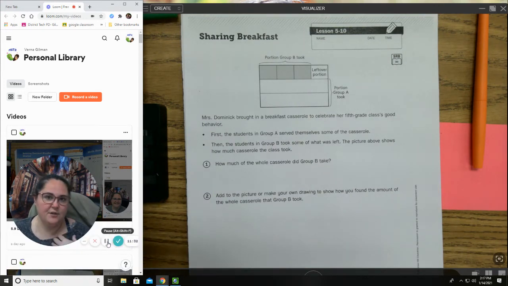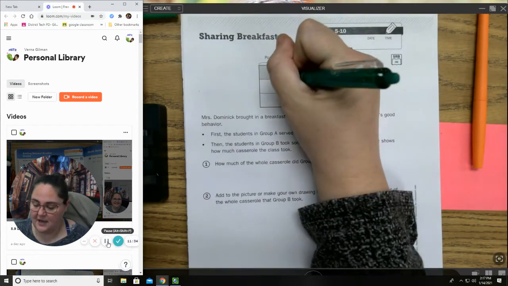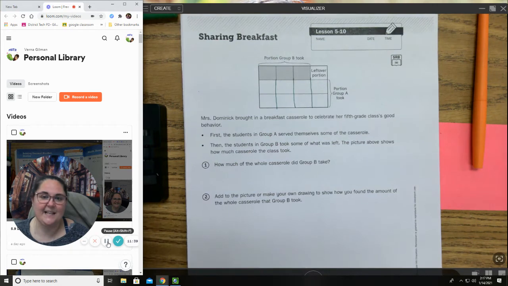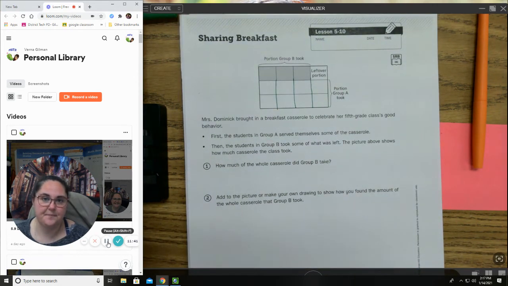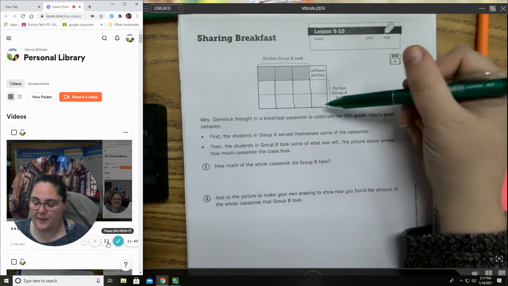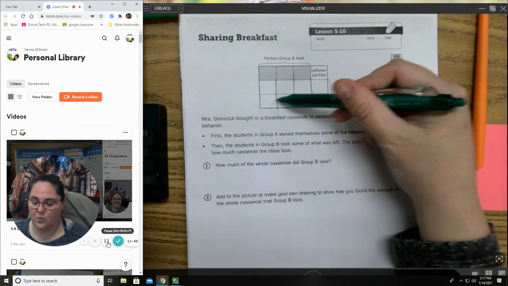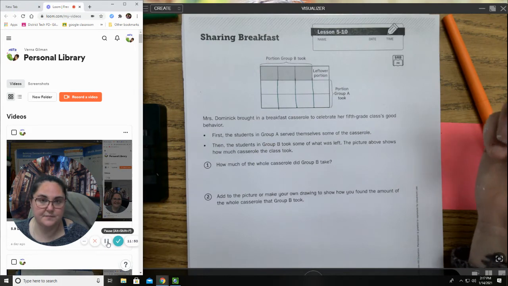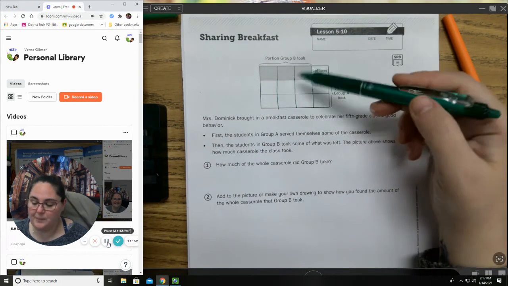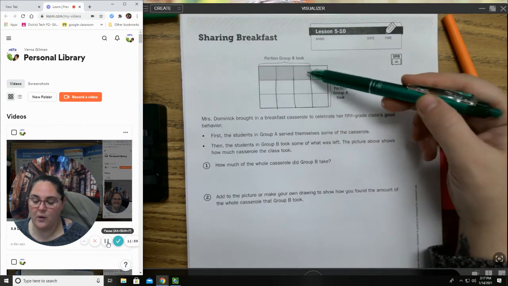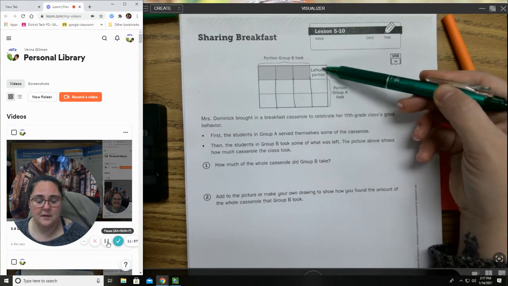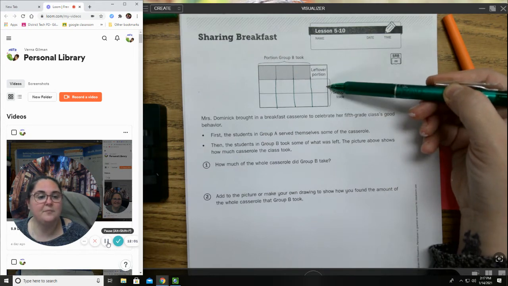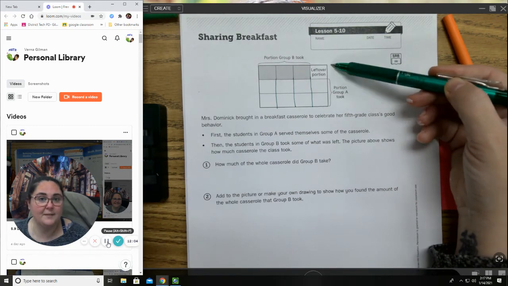For my answer, the first thing that I would do is take this picture and finish drawing those lines, because that's going to help me. Okay. I see that Group A took 2/3. They ate 2/3. Group B then took part of what was left. So what was left? If Group A had 2/3, what portion did they leave behind for Group B?